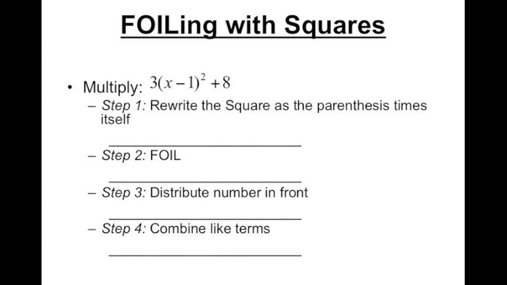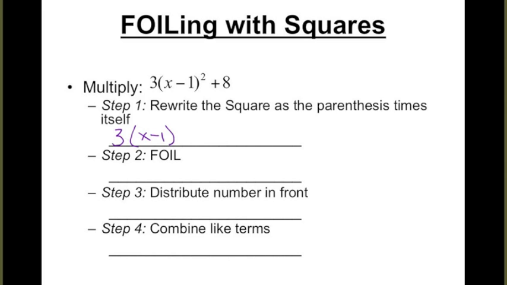If you have a parentheses squared, what does squared mean? Times itself twice. So we cannot just square each thing inside the parentheses. We're squaring the whole parentheses, which means we need to multiply the whole parentheses by itself. So what we're going to do is rewrite it as an x minus 1 times an x minus 1. And the 3 and the plus 8 are just going to tag along.